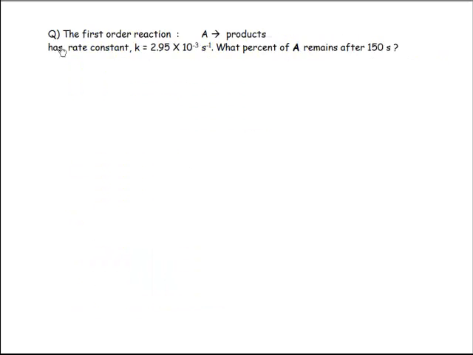The next numerical: the first order reaction A giving you products has rate constant 2.95 into 10 to the power minus 3 second inverse. What percent of A remains after 150 seconds? So we need to find out what is the percentage of A remaining behind after 150 seconds. What they are asking us to calculate is the instantaneous concentration at 150 seconds divided by the initial concentration into 100.